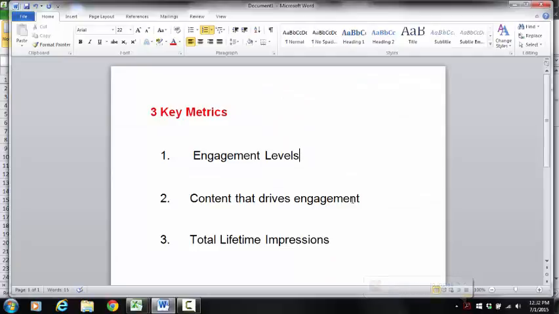So I want to just talk about the three key metrics that really help me understand what all this social media effort means. So let's take a look at the engagement levels. Engagement levels is to try to find out how many times people have either shared, liked, or commented on a particular post in Facebook. We also want to take a look at the content that really drives the engagement. And we also want to take a look at the total lifetime impressions. This means how many times people are exposed to our particular brand on Facebook.